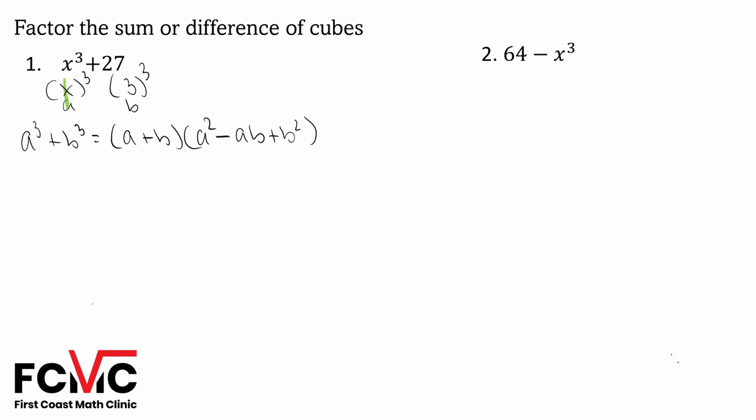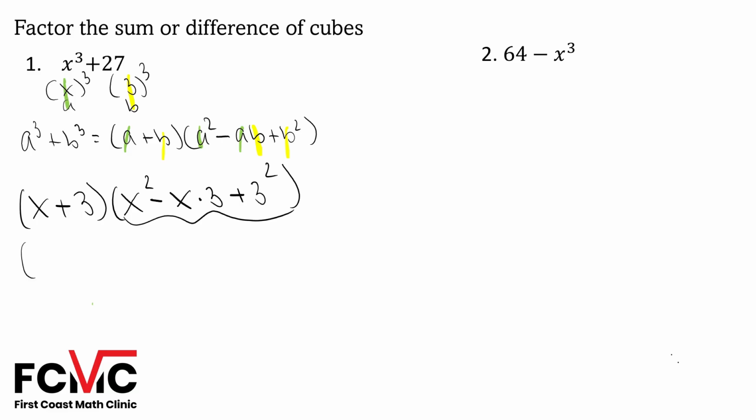So we can replace a with x. We can replace b with 3. So let's write this out. We're going to have x plus 3 times x squared minus x times 3 plus 3 squared. And if I simplify this second set of parentheses, we're going to get x plus 3 times x squared minus 3x plus 9.